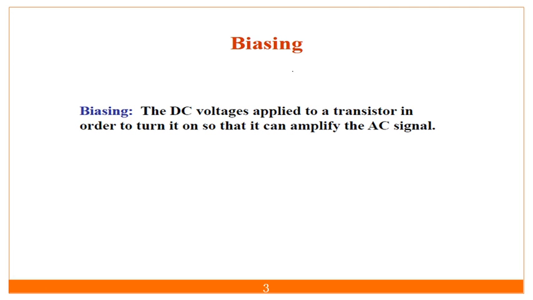So what exactly is meant by biasing, I will explain to you. Biasing is nothing but giving some DC voltage to the transistor, so that the transistor can amplify the signal.